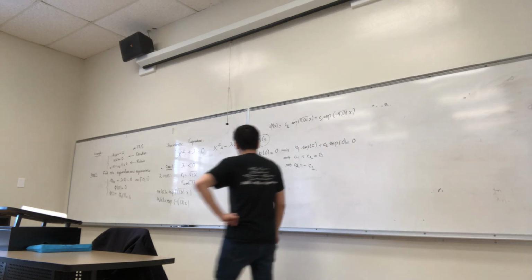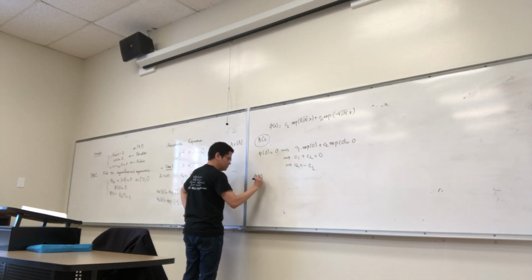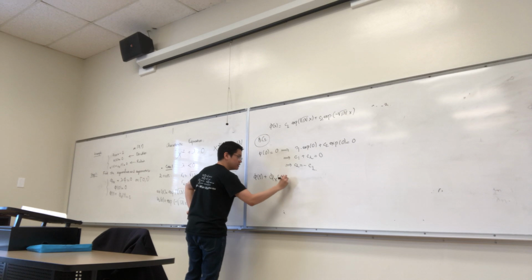All right? So now I'm going to check the second boundary condition. I have phi(1) plus phi_x(1) is 0.